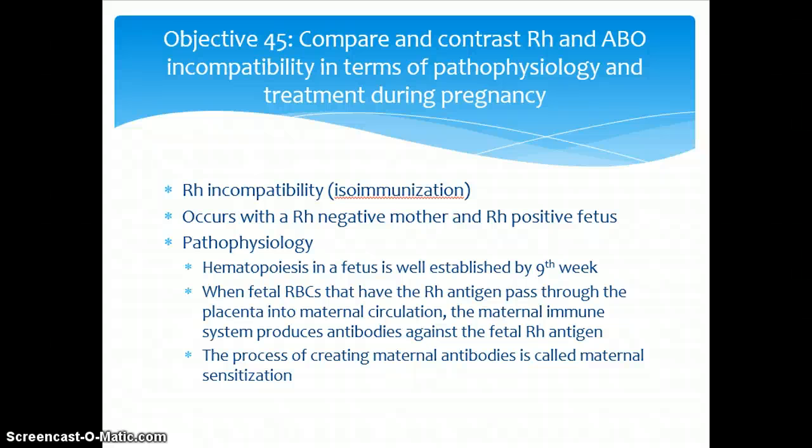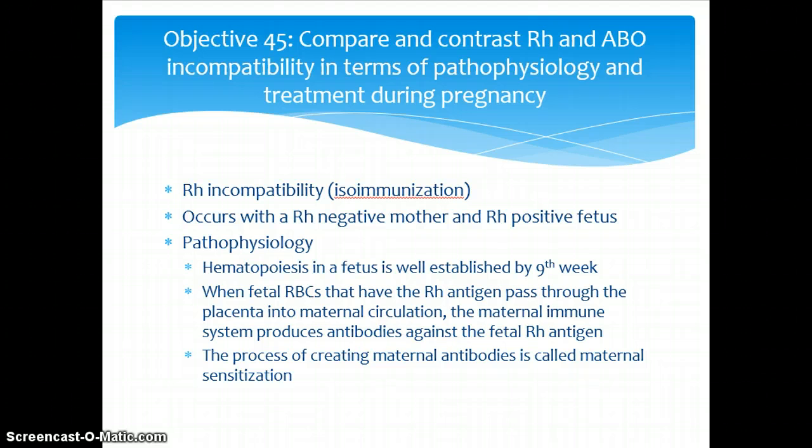Objective 45: compare and contrast Rh and ABO incompatibility in terms of pathophysiology and treatment during pregnancy. A little bit of this information is actually in chapter 21 in your book on page 546. Rh incompatibility is also known as isoimmunization. It occurs when the mom is Rh negative and the baby, the fetus, is Rh positive.